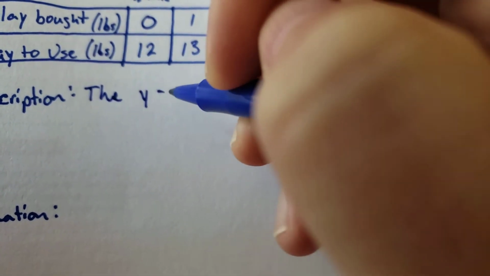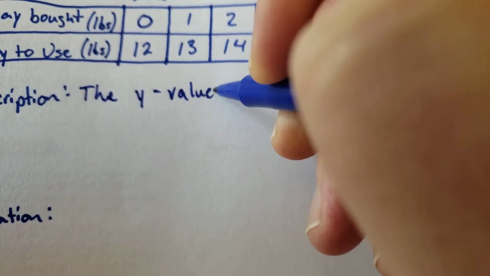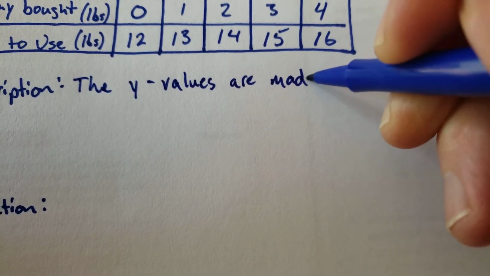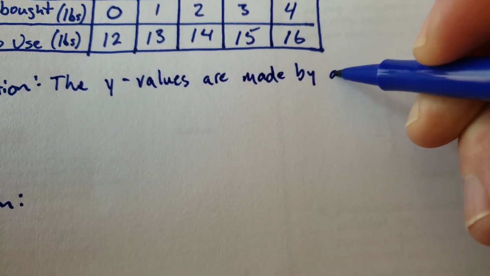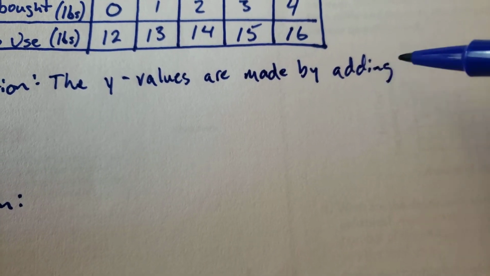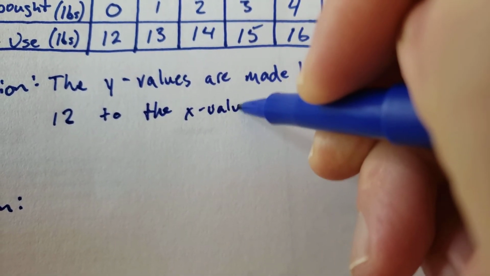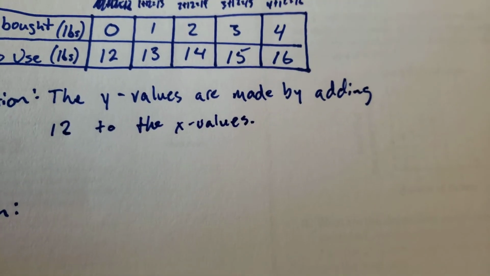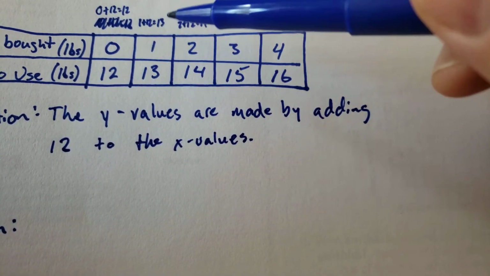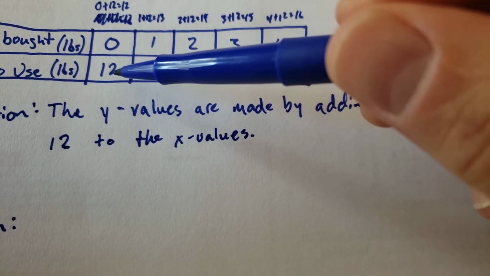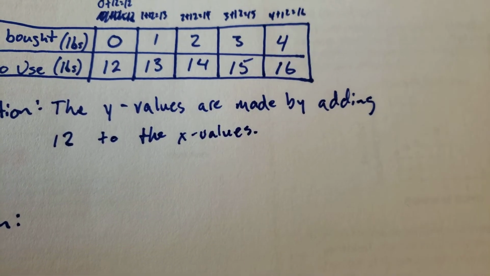The y values are made by adding 12 to the x values. So that's how you write a description. You just write exactly what you found the pattern was, going from the top numbers, the x's, the independent variables, to get to the bottom numbers, the dependent variables, the y values.